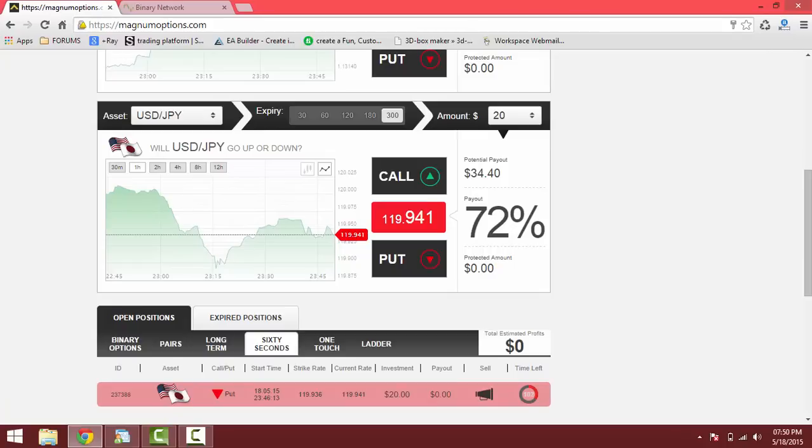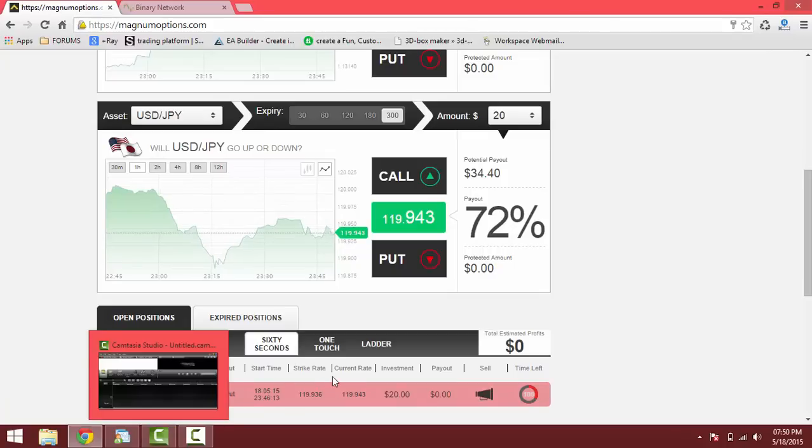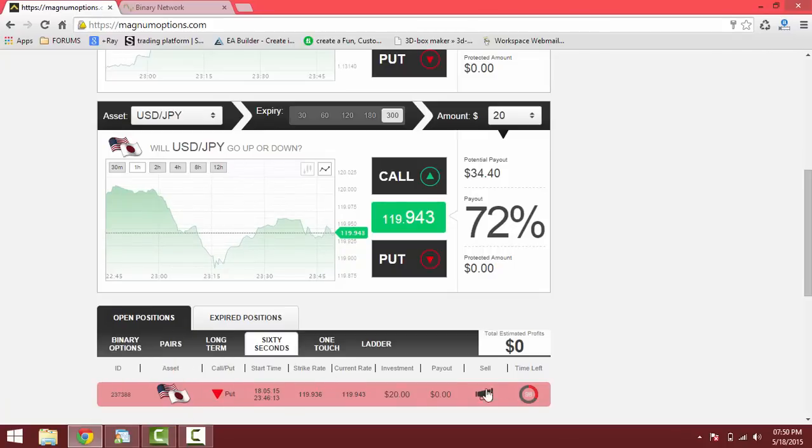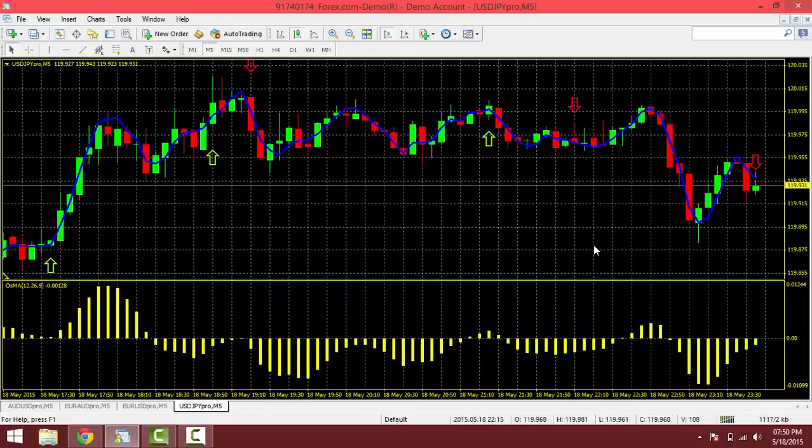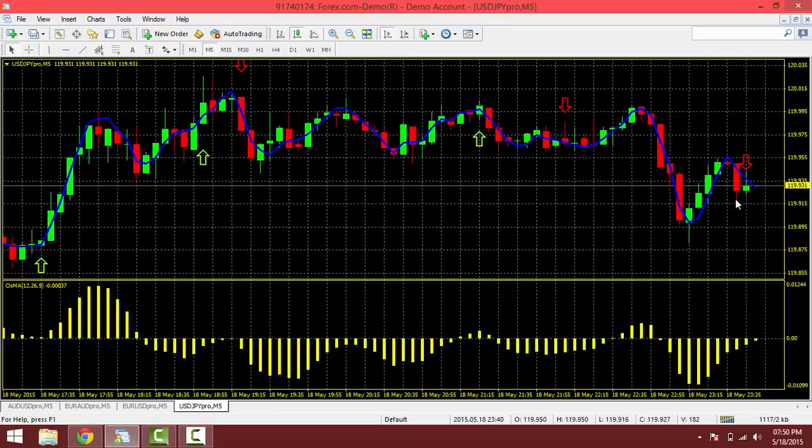Okay, obviously it's in the loss right now. It's nothing I'm even worried about. We still have over a minute to go, and the trend is going to go down. It's going to continue to go down. Okay, you see, the next candle started. We're going to start going downwards more.